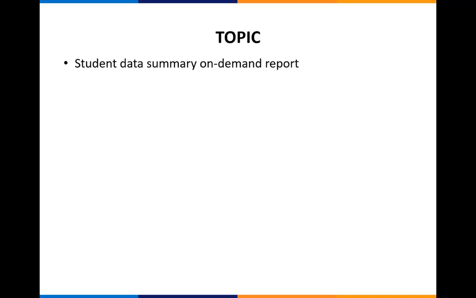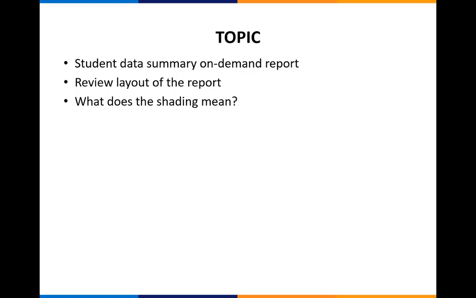Today we're going to be talking about our Student Data Summary on-demand report. First, we'll be reviewing the layout of the report, and then we'll get into the meat of the report and talk about some of the data it's showing you. You'll notice that on the report some of the students have a color coding or shading on them. What exactly does this shading mean? And finally, why do I care about this shading? The reason we care about it so much is it can help us with a little time management.